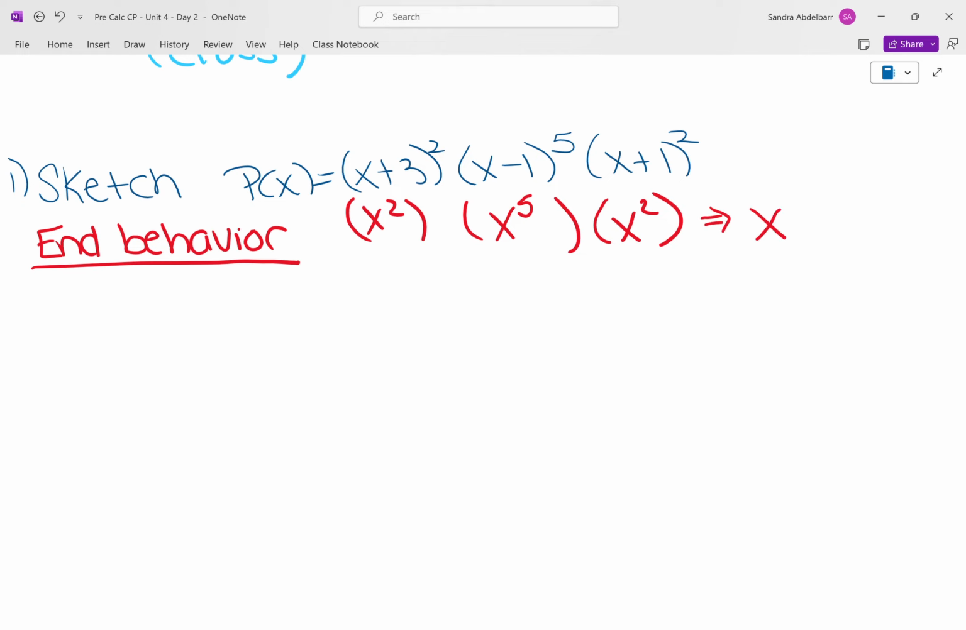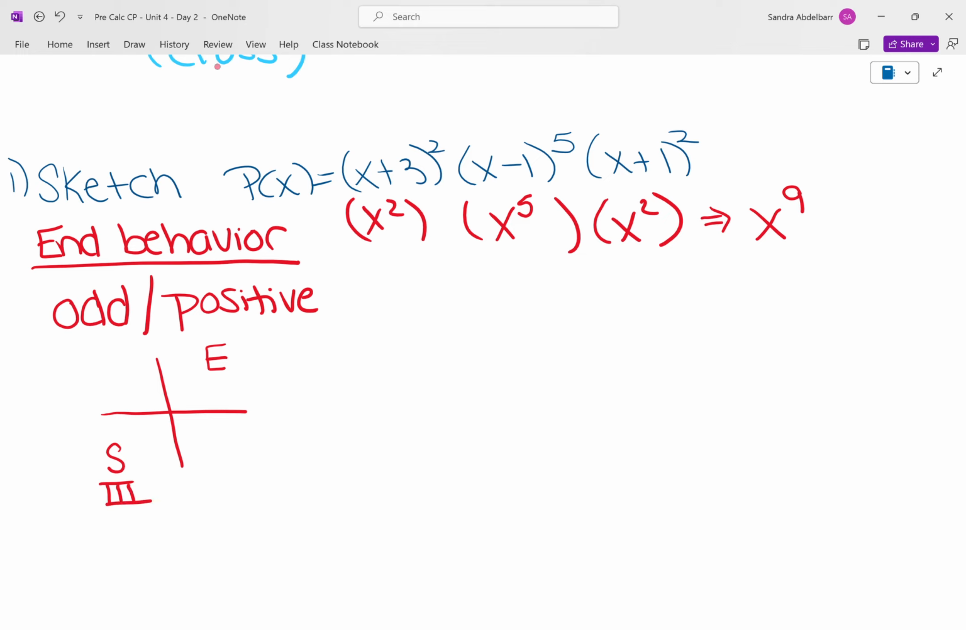What's the other thing we have to consider? Odd and positive or negative. Well, aren't all the leading coefficients positive? 1, positive 1, positive 1, positive 1. So positive times a positive times a positive is a positive. So we are odd and positive. Go back to your notes for the end behavior. If we are odd and positive, where are we starting and where are we ending? 3 and 1. So I put S and E. We're going to start in 3 and we're going to end in 1.